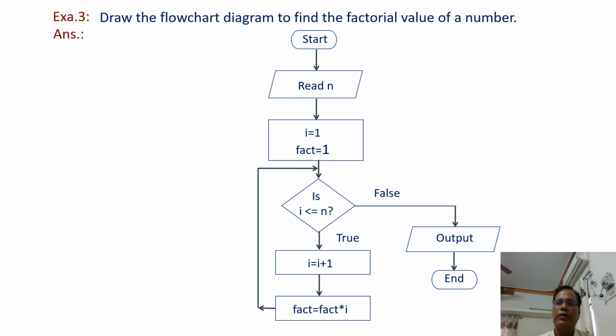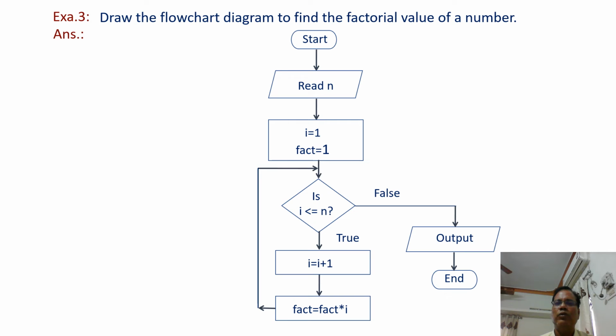Then read the number. Then initialize the two variables i and fact. Then we check if i is less than or equal to n. If this condition is true, then we follow one path. If the condition is false, then we follow another path. If the condition is true, then we increment the value of i, that is, it is used as a counter variable, and then fact equal to fact into i, and we move again to test the condition.